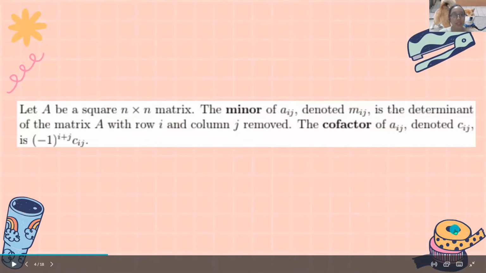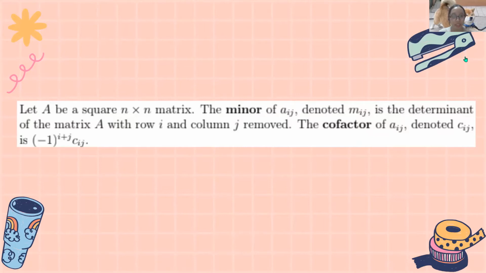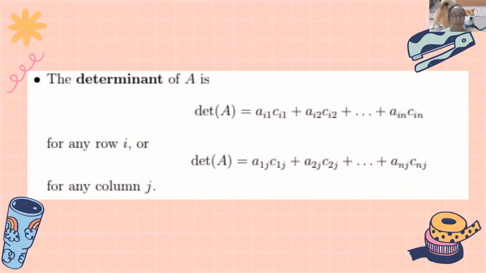So first, let A be a square n by n matrix. The minor of Aij, denoted Mij, is the determinant of the matrix A with row i and column j removed. The cofactor of Aij, denoted Cij, is minus 1 to the power i plus j multiplied by Mij. And the determinant of A is equal to Ai1 multiplied by Ci1 plus Ai2 multiplied by Ci2, and do this until Ain multiplied by Cin for any row i. Or the determinant of A is equal to A1j multiplied by C1j plus A2j multiplied by C2j, and do this until Anj multiplied by Cnj for any column j.